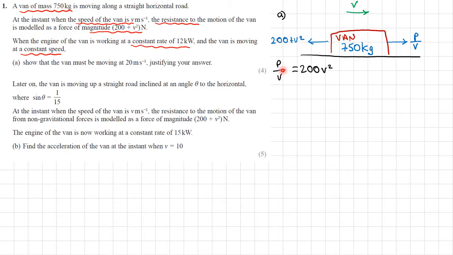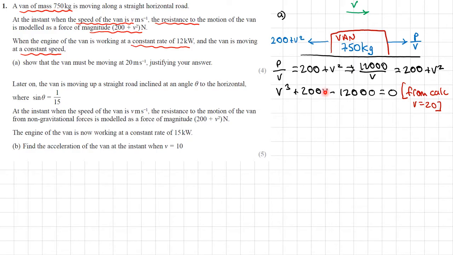So that will be P over V is equal to 200 plus v squared. That's the resistive force. So I'll replace the power with 12 kilowatts, sorry. So that's going to be 12,000 watts divided by the velocity is equal to 200 plus v squared. If I times both sides by v, take the 12,000 across, I will get v cubed plus 200v minus 12,000 is equal to 0.